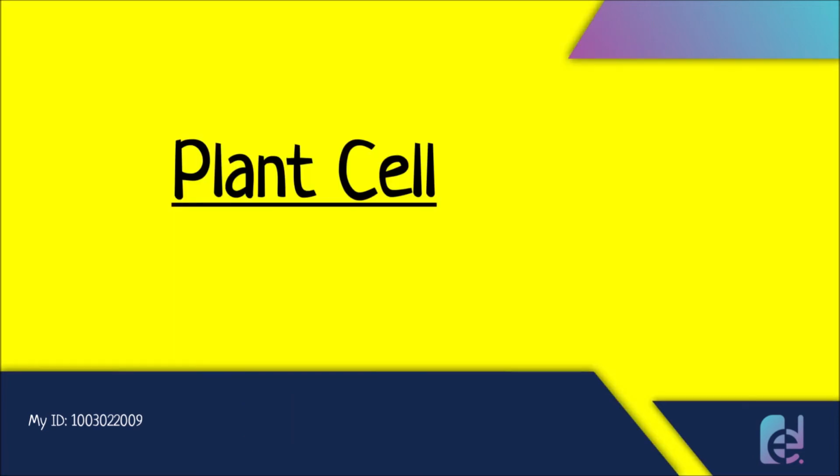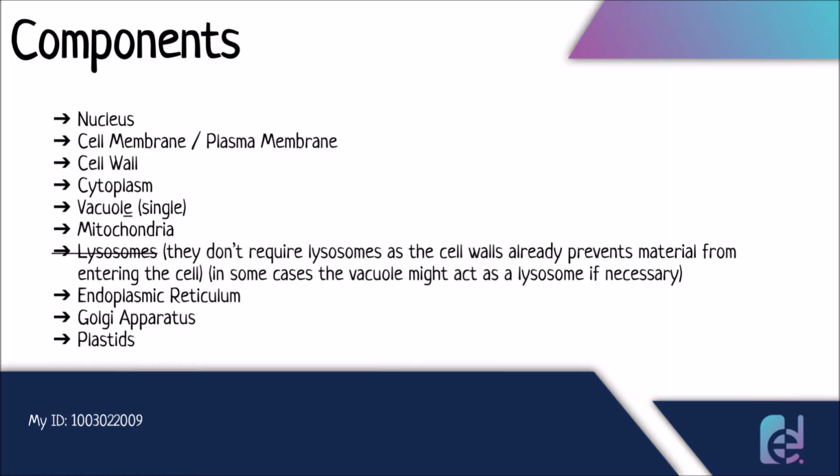So now we have the animal cell out of the way. We will take a look at the plant cell. Now the components of the plant cell are the nucleus, plasma membrane, and you also should remember it also has a cell wall. The cell wall is outside the plasma membrane. It covers the plasma membrane. We have the cytoplasm. We have a single vacuole.